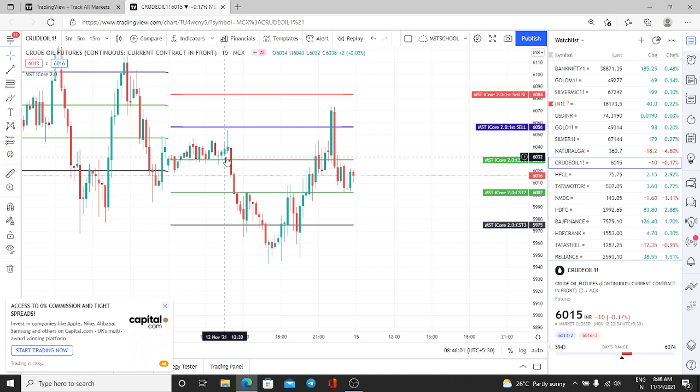Suppose you have more capital and you want to trade again and again, you want to catch all the ups and downs of the market, then what can you do? Take 3 lots, book 1 lot at the first target and revise the stop loss to cost to cost. Then book the second lot at the second target and revise the stop loss to the first target, and book the third lot at the third target and exit from the market.